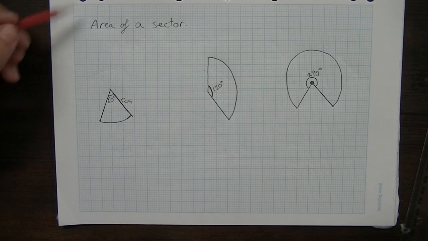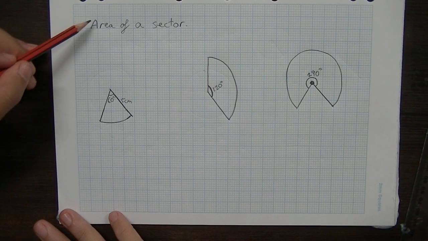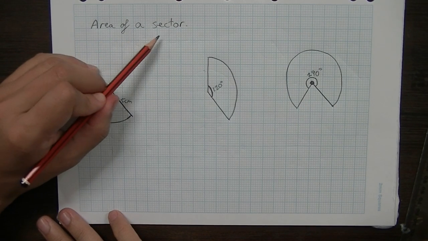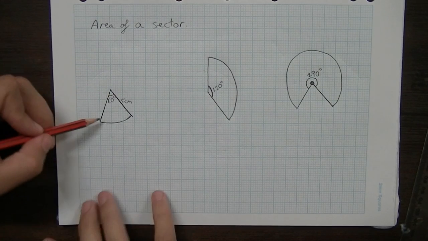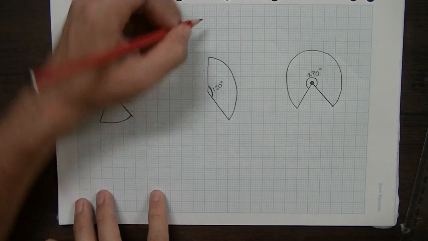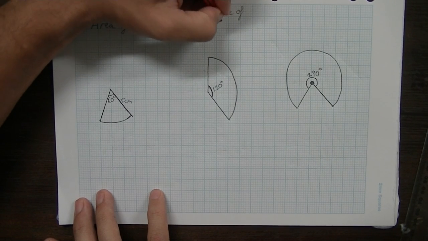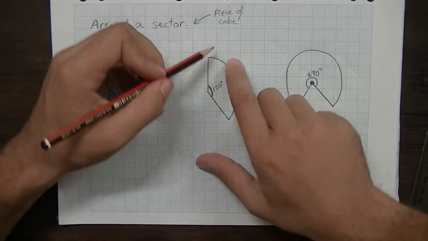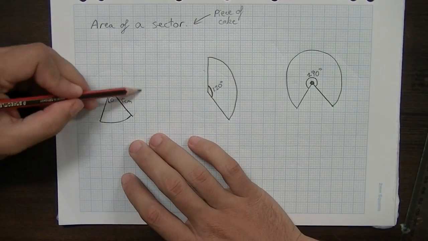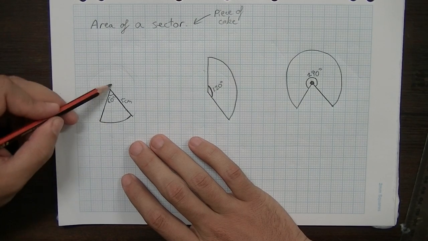Okay, this is one of the more complicated area questions that you might get asked. In this video, we're looking at the area of a sector. A sector is a piece of a circle. Probably the easiest way to think about it is a sector is a piece of cake or a piece of pie. So if there's a whole cake here, someone's taken out this piece of cake and they're going to eat that piece of cake.